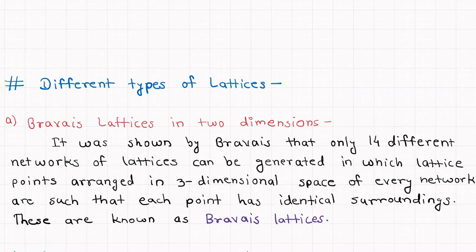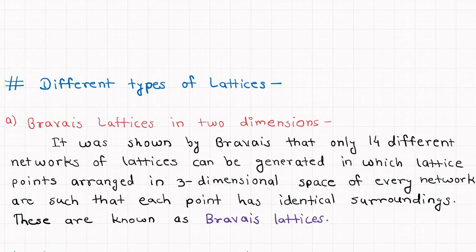In the last lecture, we saw what is crystal structure, what is lattices and what is basis. Today we are going to learn the different types of lattices. There are two types of lattices. First one is Bravais lattices in 2 dimensions and second one is 3-dimensional lattices. Now we will see Bravais lattices in 2 dimensions.